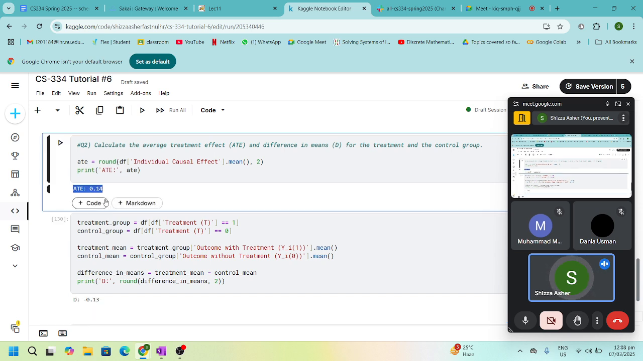Although the average treatment effect tells us that the treatment does not have an adverse effect, it has a positive effect on the outcome. Hence, we know that ATE is generally not equal to the difference in means.